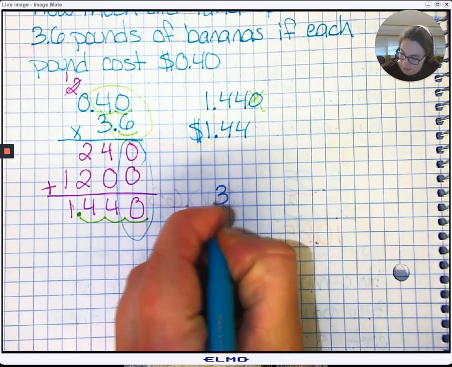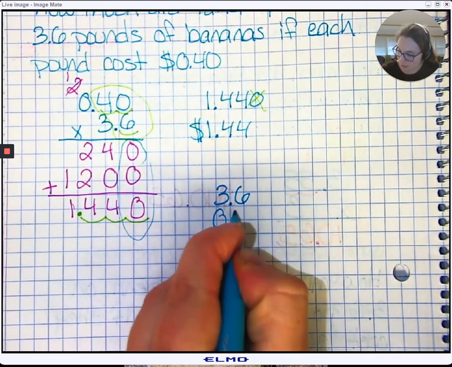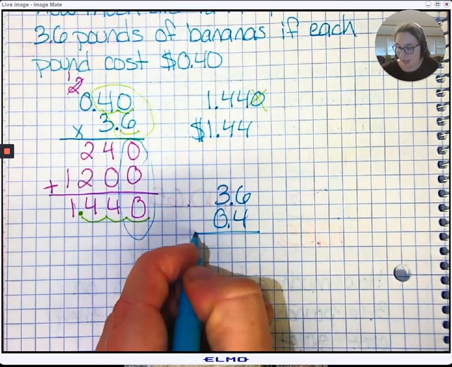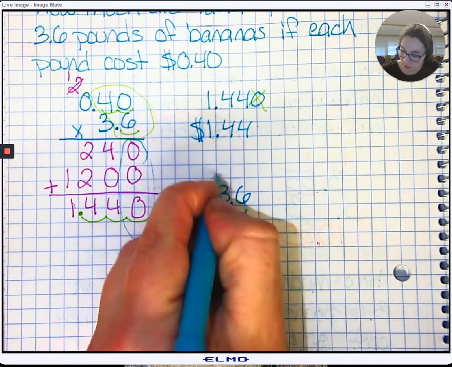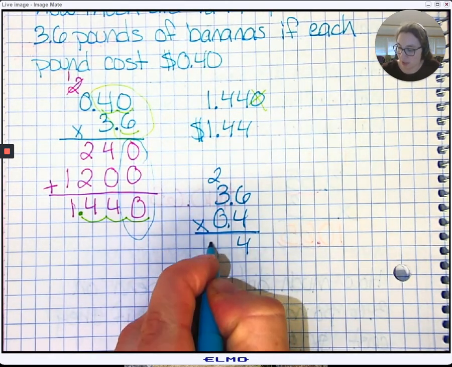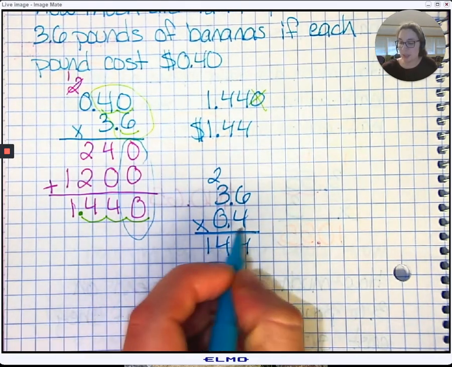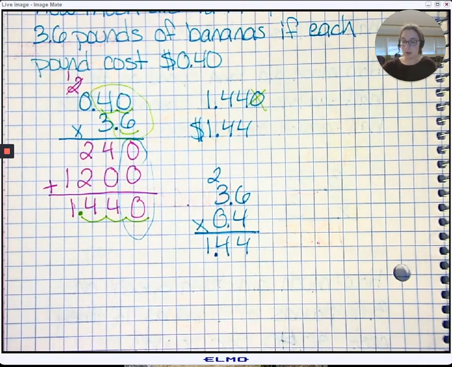3.6, see that okay? Yes. Times 0.4. Now, basically what I've got is 36 times 4. 4 times 6, 24. 4 times 3, 12, plus 2 is 14. How many decimal places do I have behind my decimals? 2.